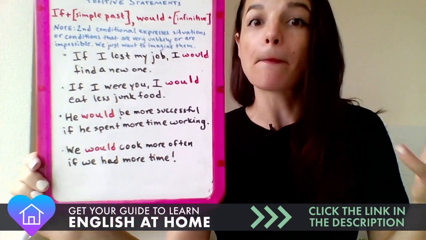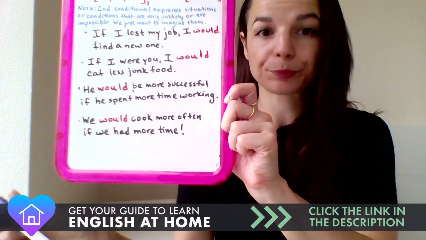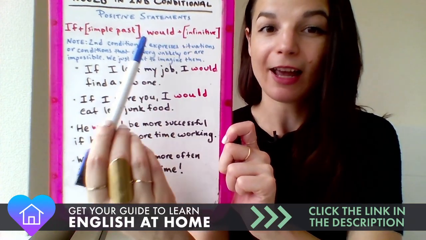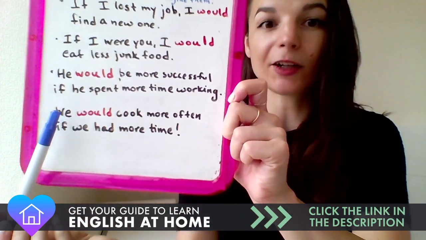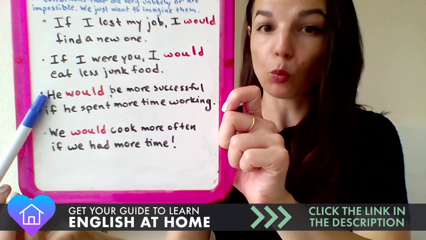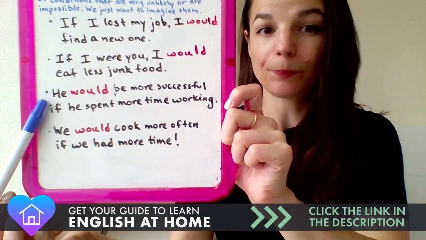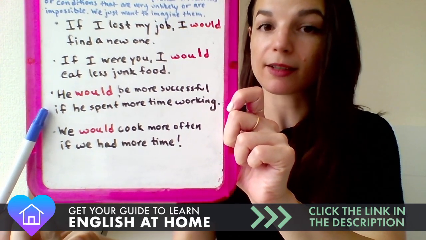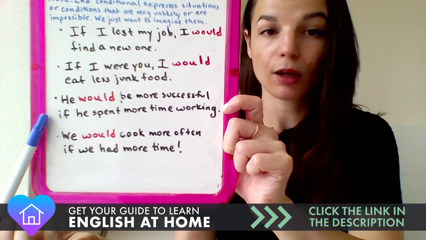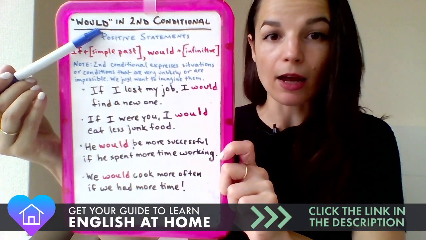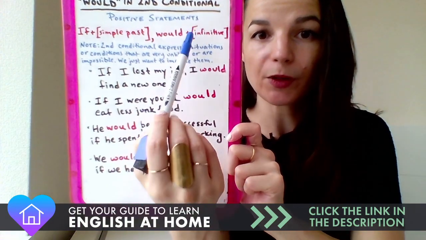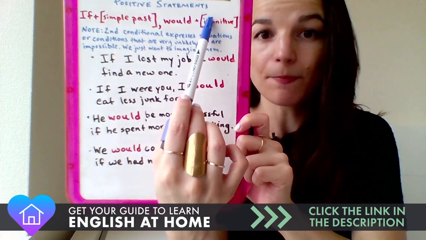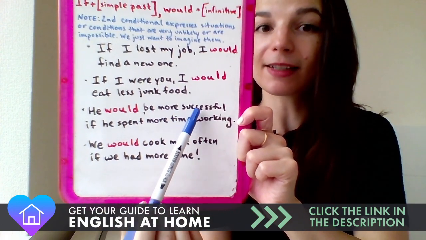Now let's take a look at some positive example sentences that switch this order. So first we'll use would, and then we'll use the if clause. Let's take a look. First, he would be more successful if he spent more time working. So in this sentence, I swapped the order. So the would part comes first. He would be is my infinitive verb. He would be more successful.